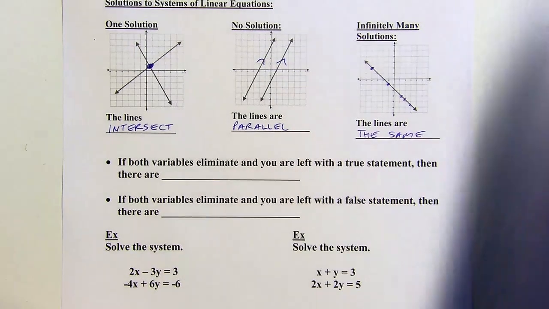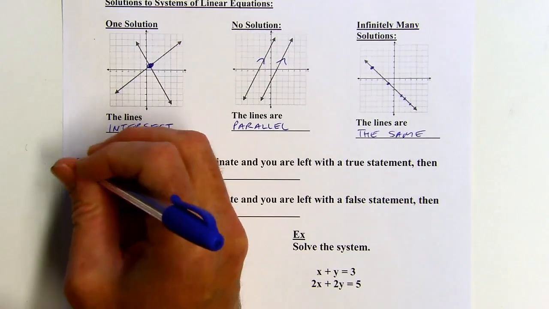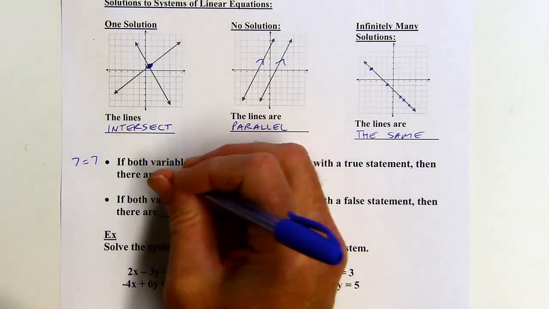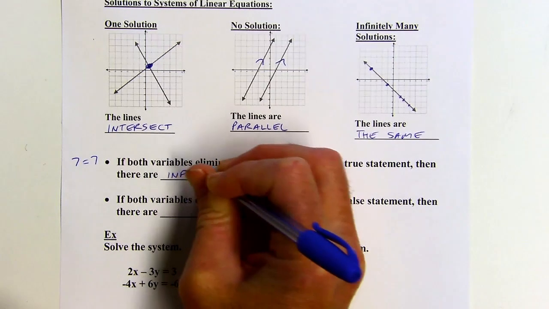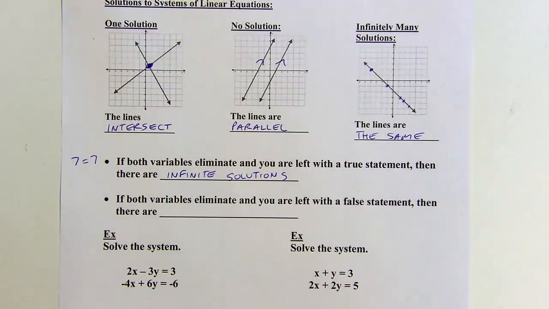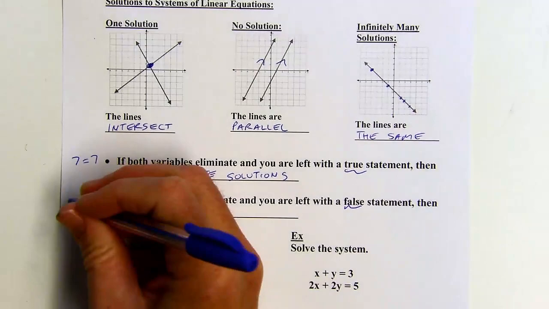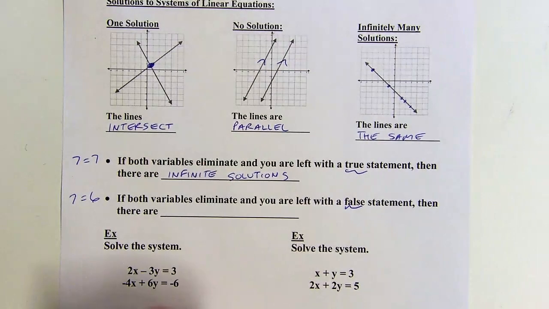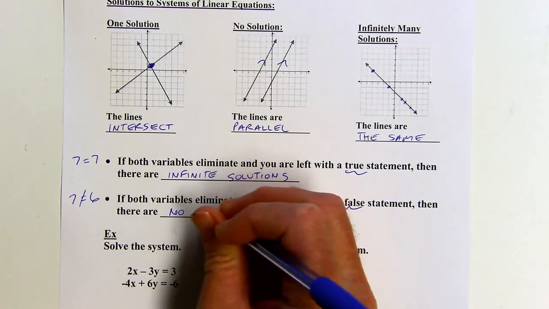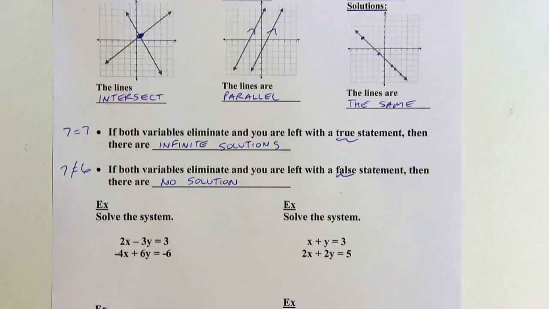Okay? And you'll be left with a statement that is either true or false. So if you're left with a true statement, say you ended up with 7 equals 7. Well, that's true. And so if you got a true statement, then there are infinite solutions. Okay? If both the variables eliminate and you're left with a false statement, then, so say we had 7 equals 6. Well, that's not true, right? 7 does not equal 6. So then we'd have no solution. And that means we would therefore have parallel lines. Okay? So let's try out some examples here.